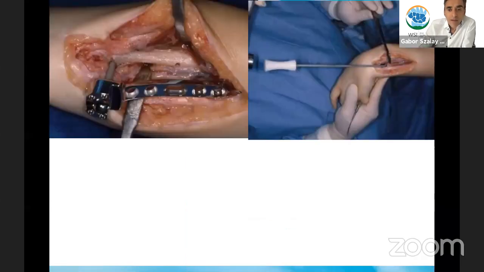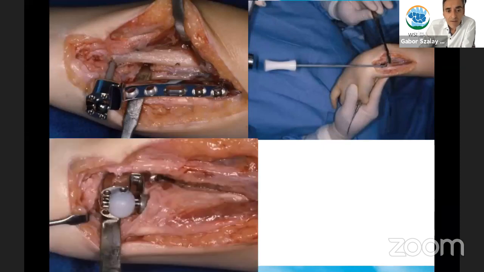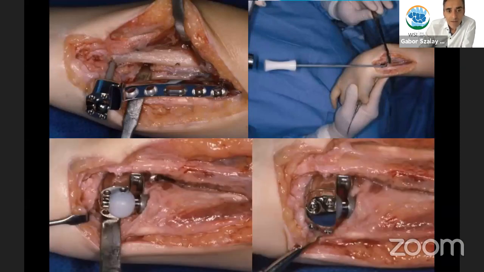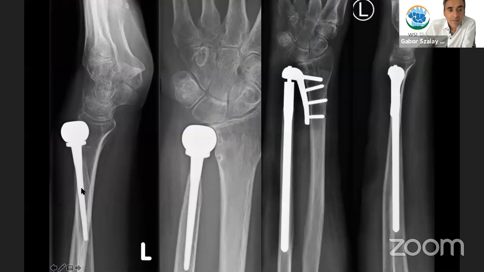But I just want to mention that it exists. And you see here a case after instability, after Anna had prosthesis, and we put a Schecker prosthesis inside to stabilize the distal radius ulnar joint.